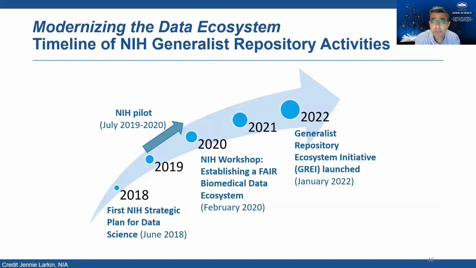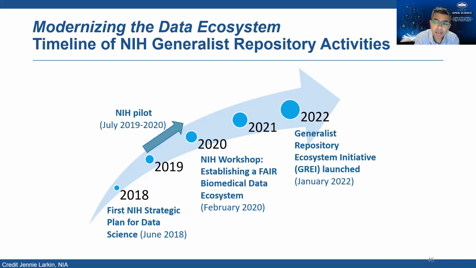The next slide shows you a little bit of a timeline as to how we really came about supporting generalist repositories. We recognized that there were gaps in finding appropriate homes for data, and we were trying to figure out what are the best solutions over here. So back when the first NIH strategic plan was developed and we recognized there was a need to modernize this, we realized that we could bring in generalist repositories as part of the ecosystem to serve specific needs. So following the strategic plan, we launched a pilot project, which was incredibly successful, that demonstrated the gaps in the landscape that generalist repositories could fill for NIH-funded researchers.